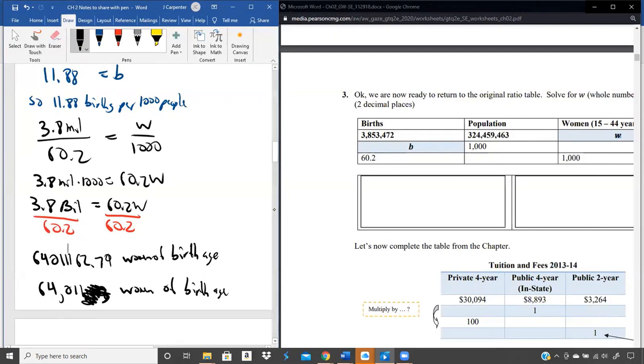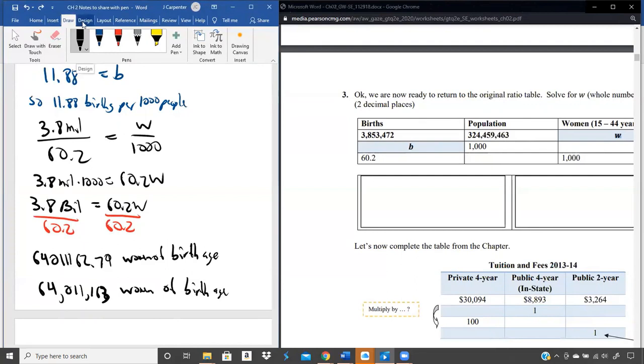Or maybe I had too many places. Maybe I said that there were 640 million women. How would there be 324 million people in total in our country, but 640 million women able to give birth? That's more than the population. That wouldn't make sense. You have got to learn to do that after every single answer in a quantitative reasoning sense, which is pretty much the entirety of this class.